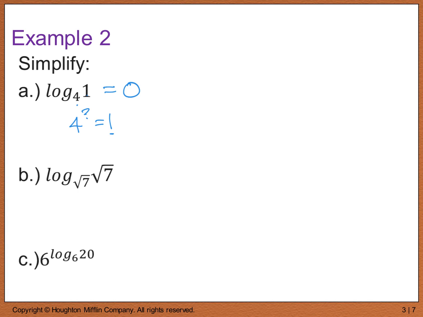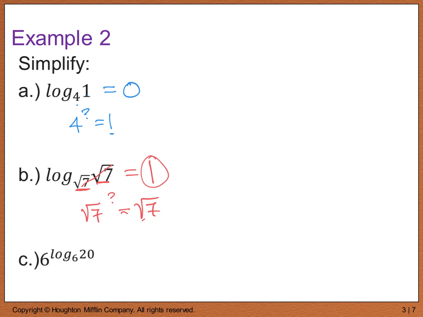Likewise here, we have a base of the square root of 7. So the square root of 7 to what power is going to give me the square root of 7? The base of my log is the same as this value here, so these are going to cancel, and this is going to become 1, because the square root of 7 raised to the first power is going to give me the square root of 7.